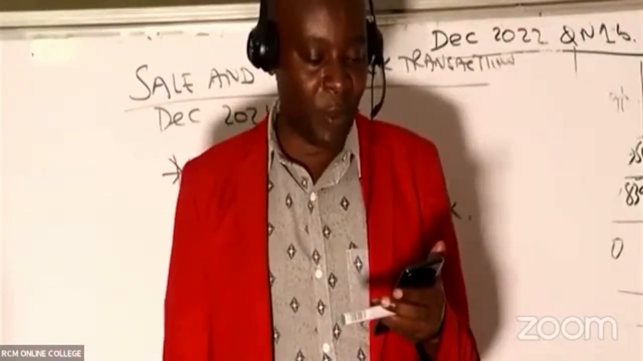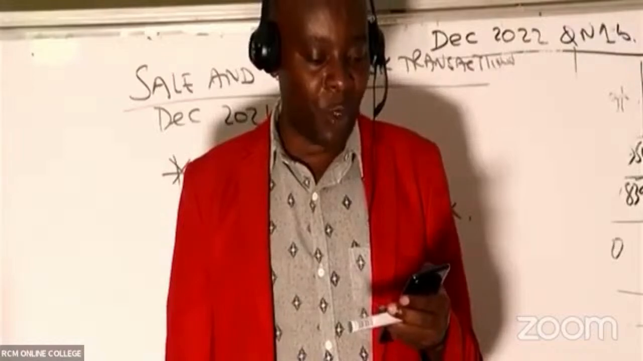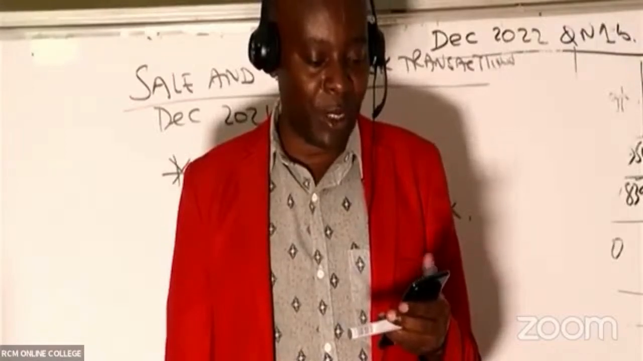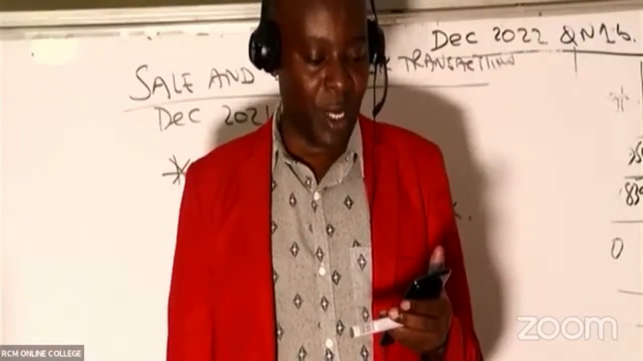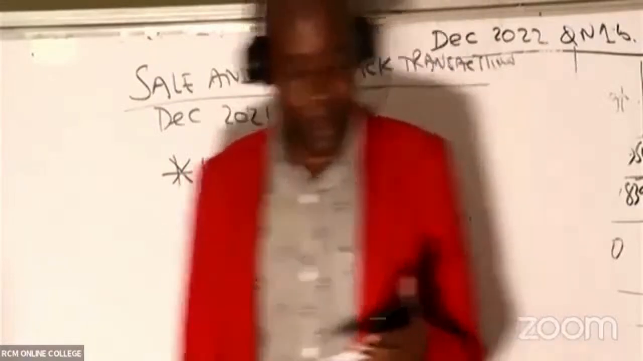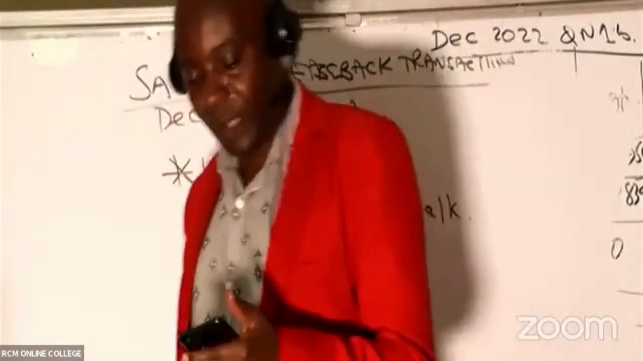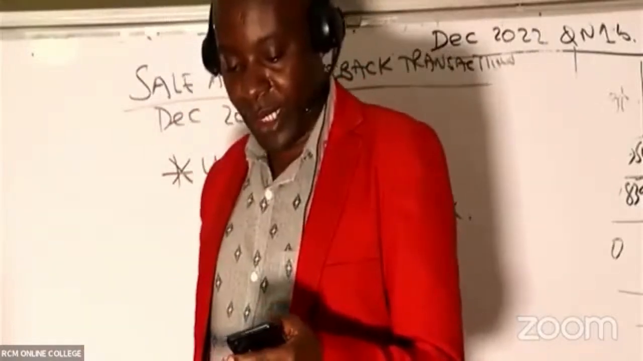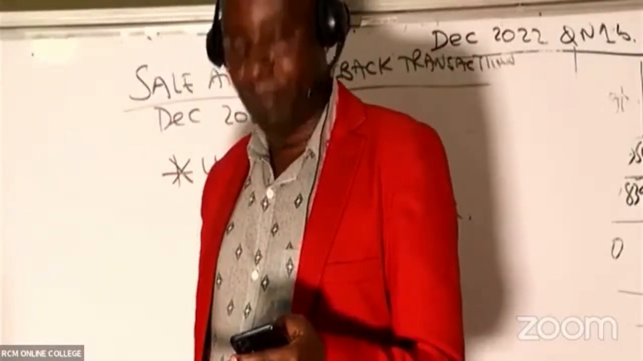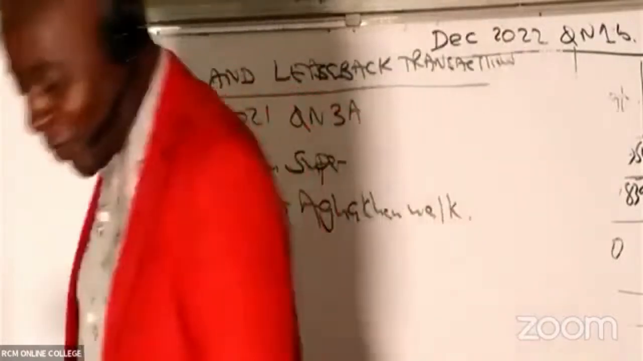No other accounting entries had been posted. Required, with reference to International Financial Reporting Standard 16 Leases, and with suitable calculations, explain the accounting treatment of the above transaction in the financial statements of Heri Limited for the year ended, and so on. Now, ladies and gentlemen, this is a very funny type of question, and I'll tell you why.